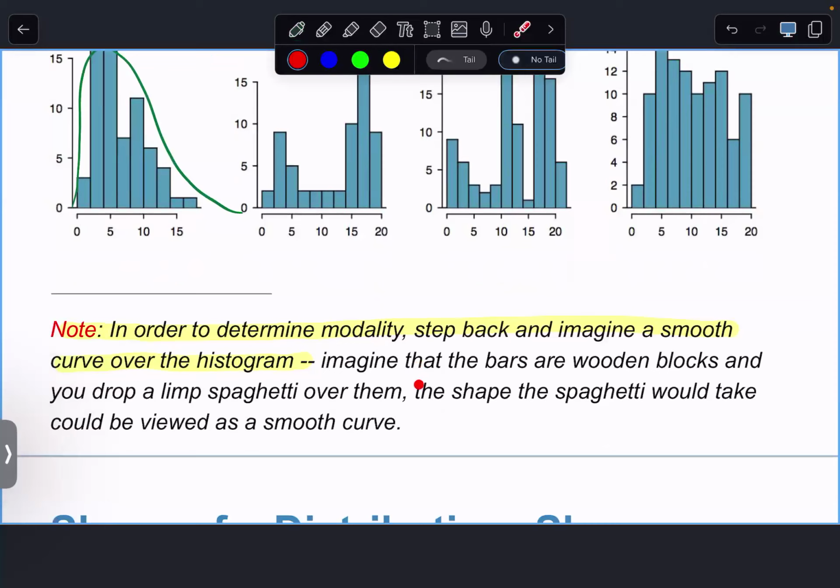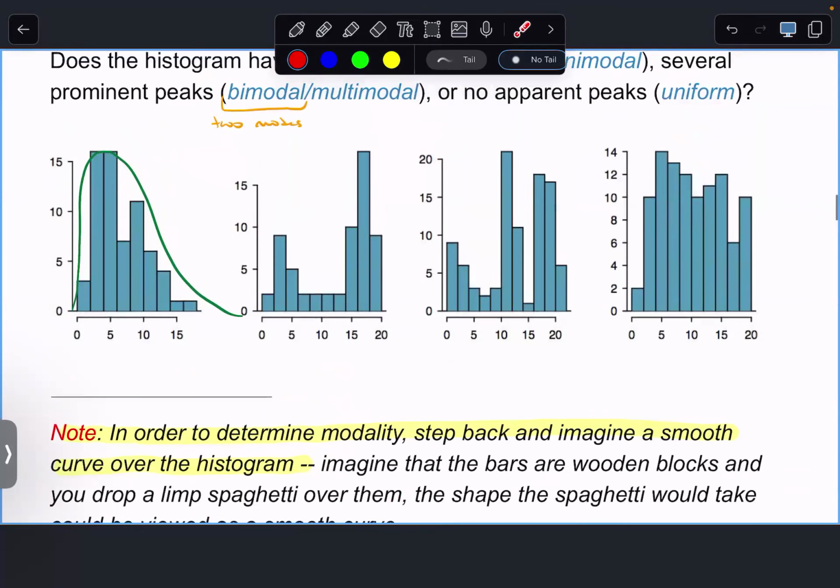I like one suggestion: imagine that the bars are wooden blocks. I don't know why they have to be wooden blocks, but you drop a limp spaghetti over them and look at what the spaghetti looks like. Just kind of a fun thing to think about.